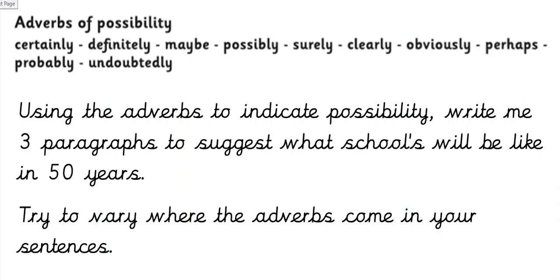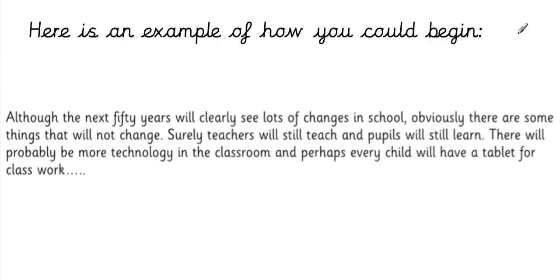Okay, so let's just have a look at this example. So this is how you could begin. So we've got, although the next 50 years will clearly see lots of changes in school, obviously there are some things that will not change. Surely teachers will still teach and pupils will still learn. There will probably be more technology in the classroom and perhaps every child will have a tablet for classwork.